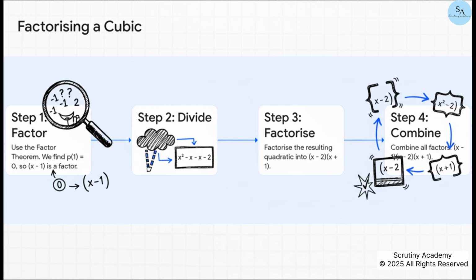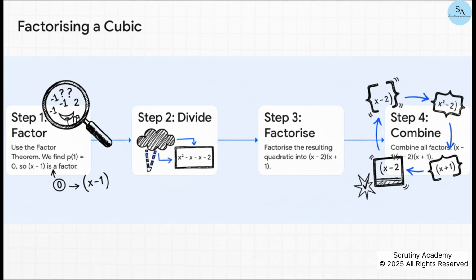Step 1. We use our factor theorem to find the first piece of the puzzle. We just test some simple numbers, like 1. Let's try it. And bingo! Plugging in 1 gives us 0. That means x minus 1 is our first factor. Step 2. Now we divide our original cubic by that factor we just found. This leaves us with a much simpler quadratic, x squared minus x minus 2.